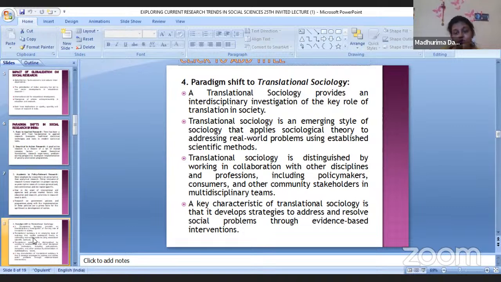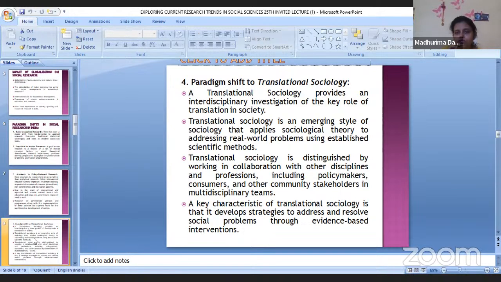So definitely translational sociology means using sociological theory to address or understand real world problems by using scientific methods. And one of the most important features of translational sociology is that it develops strategies to resolve social problems through evidence-based interventions.